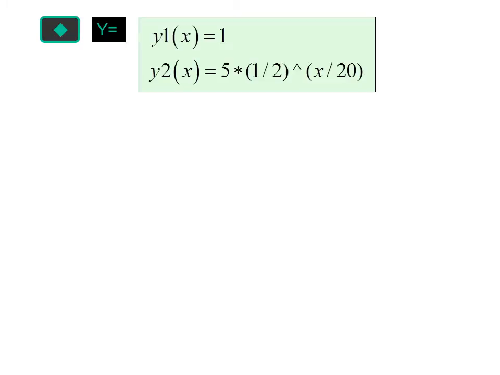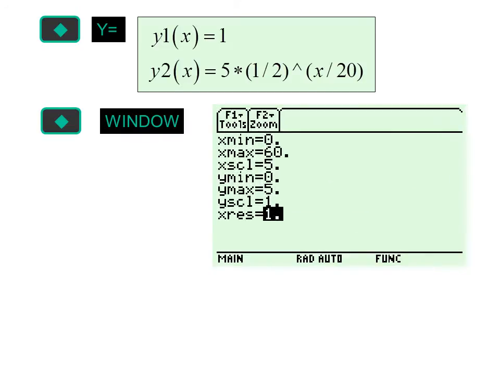So we set our equations. y1 equals 1, and y2 equals 5 times 1/2 raised to the x over 20. And we can set our viewing window. Let's let x go from 0 to 60, because we think our answer is going to be within 60 days. X scale is 5. That means there'll be a tick mark every 5 units on the x-axis. Y min is 0. Y max is 5. That's our 5 grams that we started with. Y scale is 1. And of course, the resolution stays 1.